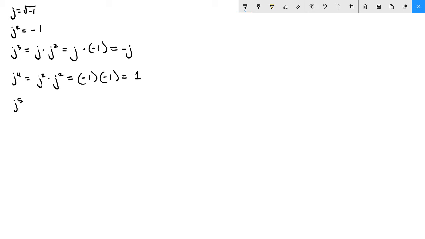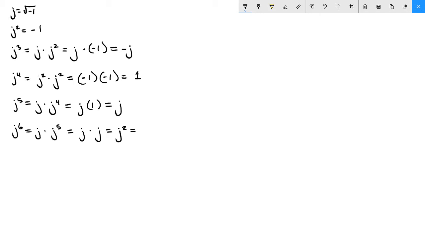Now let's move on to the next power. j to the 5th can be written as j times j to the 4th. From here we see that this is really just j, and j to the 4th is 1, so that means that this is j times 1, which is just equal to j. Now let's move on to j to the 6th, and we'll describe this as j times j to the 5th, which is really just j times j, since j to the 5th is j. And we end up with j squared, which from before we saw is negative 1.